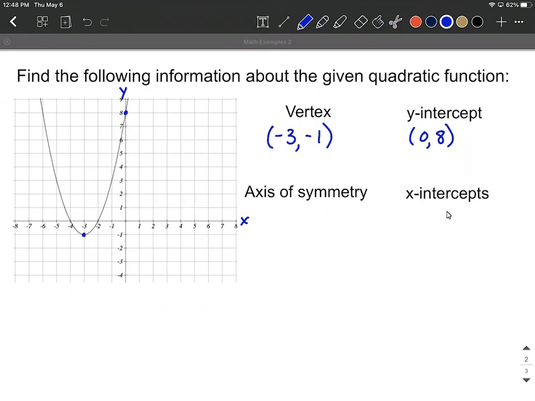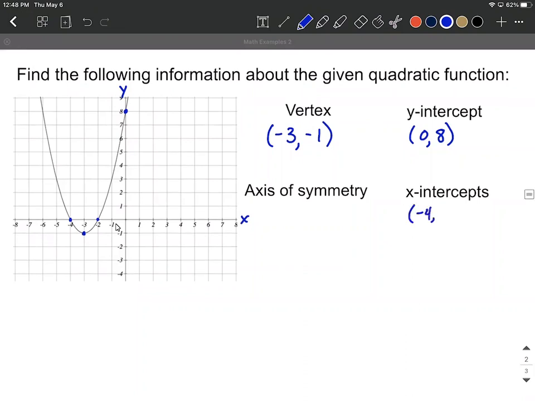Next up, let's hit up the x-intercepts. X-intercepts are wherever we hit the x-axis going across here. Looks to me like we have 2 of these x-intercepts on our graph. Sometimes we call these zeros or roots in other applications. But as ordered pairs, I believe that's going to be -4, and then 0 up or down, and then a second one at -2, 0.